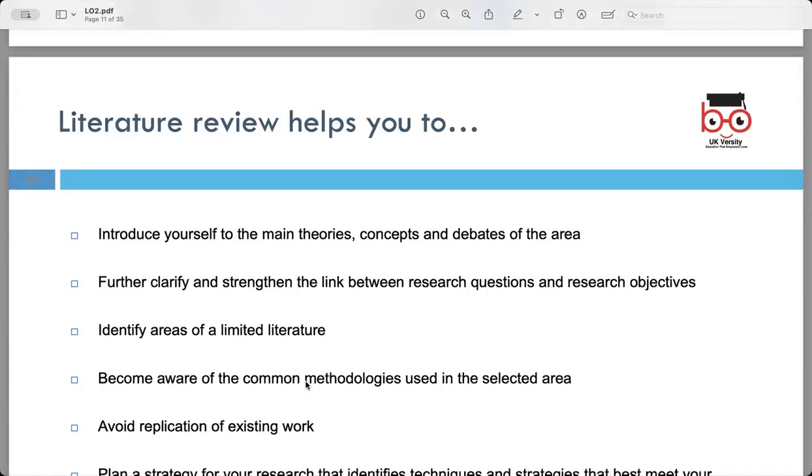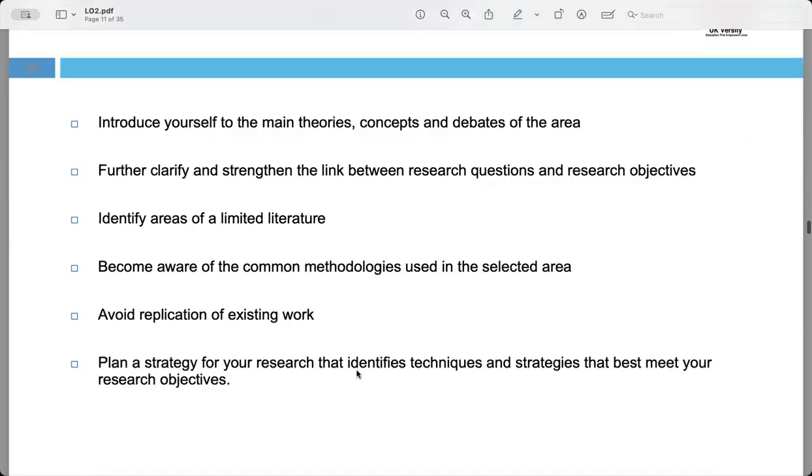Literature review: when you review existing literature, you are doing more than just reading articles or books. You are building the foundation of your research. Basically, here you can see what it does for you. It introduces you to the main ideas, concepts and debates in your chosen field. It helps you connect your research questions and objectives so everything stays aligned.